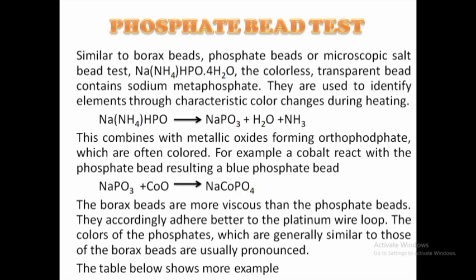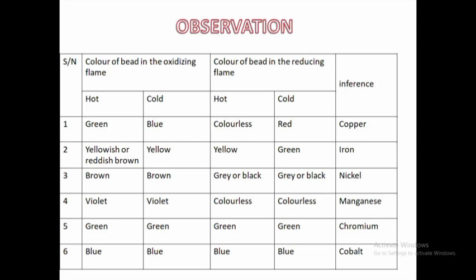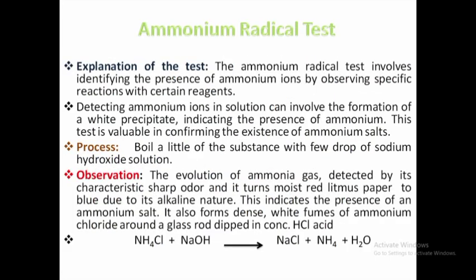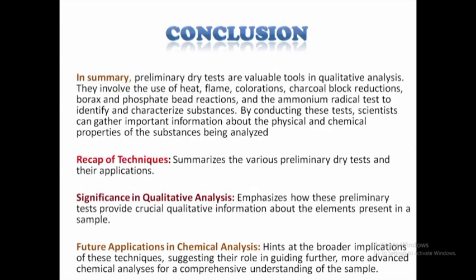In the table, you see the difference in color, the characteristic color they produce for each ion, both in oxidizing and reducing flame. The ammonium radical is easily detected because of the sharp odor of ammonia, evolution of ammonia gas, and its action on moist red litmus paper, turning it blue due to its alkalinity. This indicates the presence of ammonium salt.